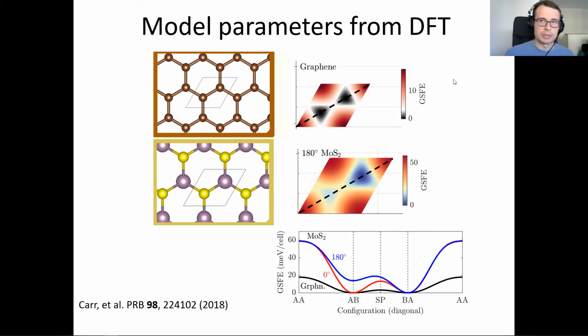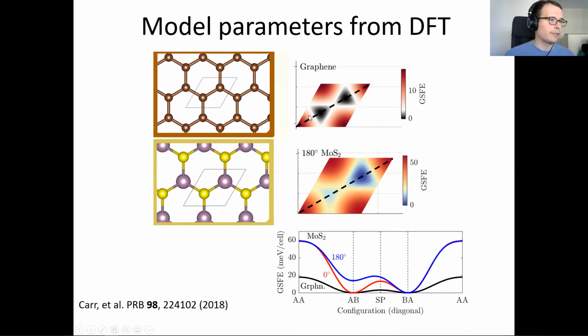So here what I'm showing is the different numbers that come out of DFT for a stacking fault energy, which is the interlayer cohesion between the planes. On the left here, I have a drawing of graphene and then a drawing of the transition metal dichalcogenide MoS2. And I've drawn in a thin black line the unit cell of that layer. So this plot over here is basically the energy as a function of space if I had the second layer standing at this point of the unit cell.